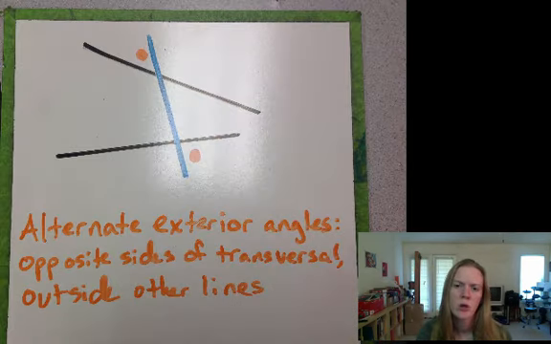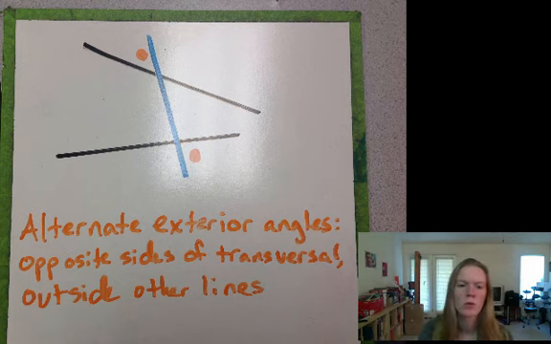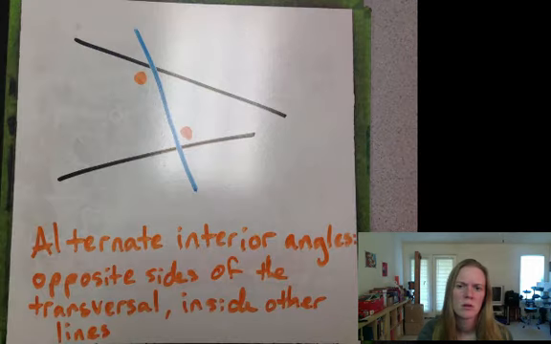Alternate exterior angles are on opposite sides of the transversal, that's why they're called alternate, and they are exterior, so they're outside of the other lines. And alternate interior angles, alternate, so they're opposite sides of the transversal, interior, so they're in between the two black lines. Those are our four pairs of angles that we're going to be talking about.